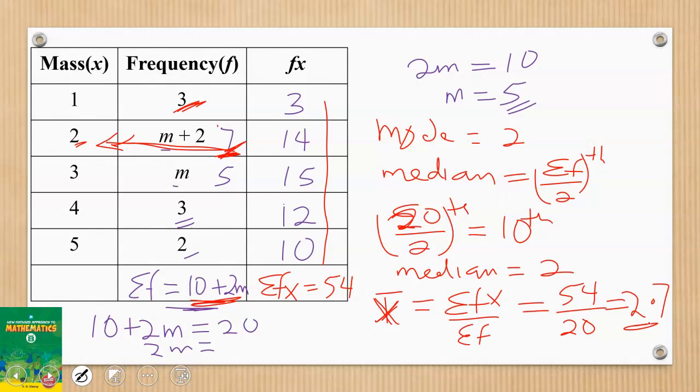Well, I'm sure this has really helped you to understand more about finding the central tendency, that is the mode, the median, and then the mean, in ungrouped frequency.